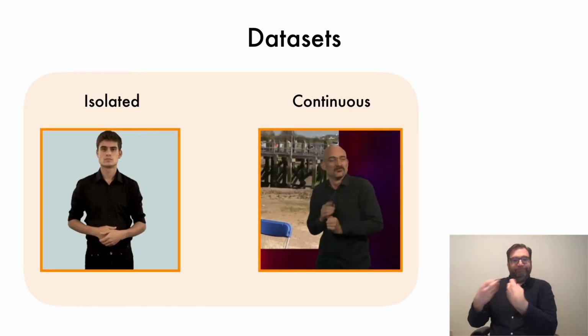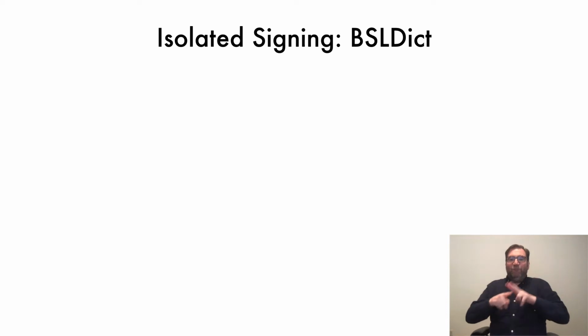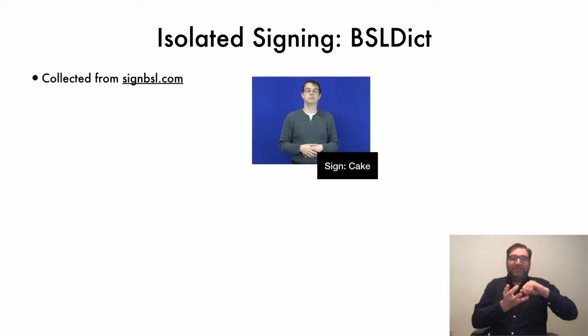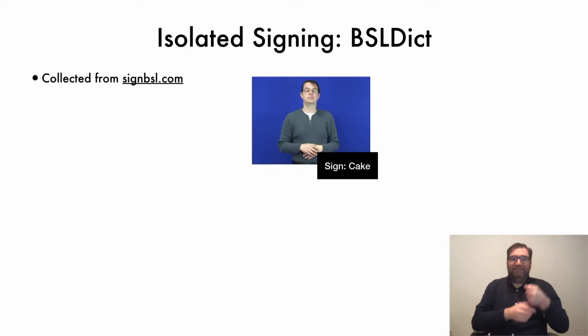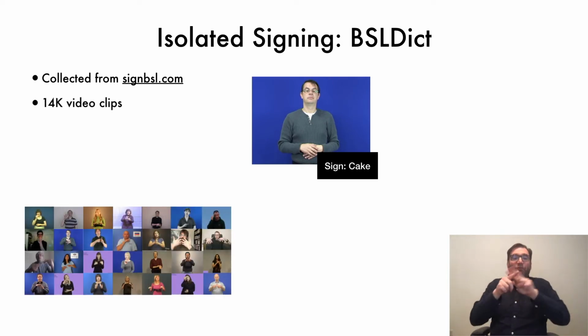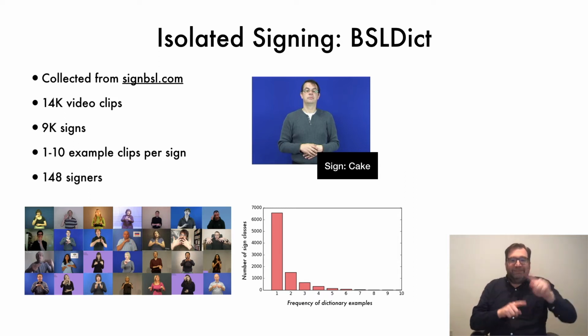To solve our task, we require both sources of isolated and continuous signing. In order to obtain a large vocabulary of isolated sign examples, we collect in this work online dictionary videos to form a British Sign Language dictionary dataset, BSLDict, which we make publicly available. An example is shown for the sign cake. BSLDict has a total of 14K video clips for a vocabulary of over 9K signs, where each sign has between 1 and 10 examples and may have several variants, and signs are performed by a variety of 148 signers.